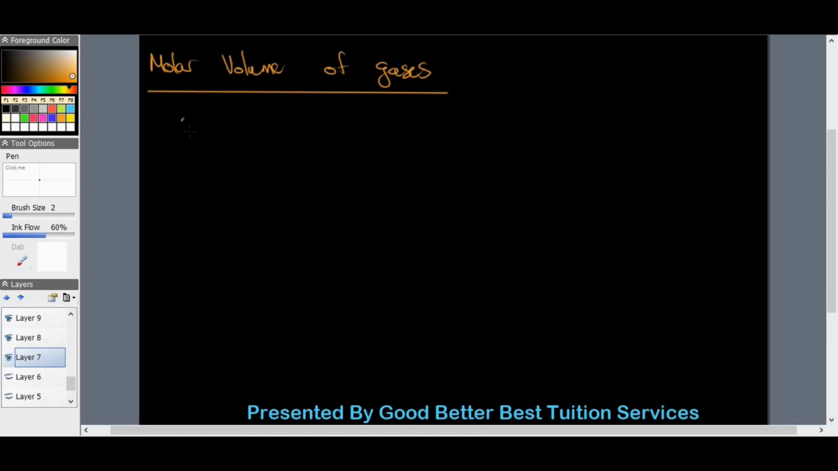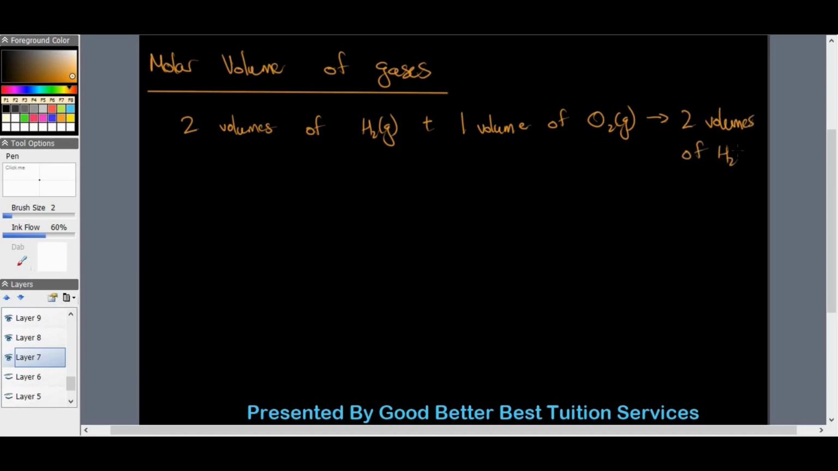So in other words, 2 volumes of H2 gas plus 1 volume, or 1 molar volume, of O2 gas basically gives us 2 volumes of H2O gas. And this obviously is taken from where? We all should remember this. We've got hydrogen plus oxygen. We know we end up with H2O, but it's an unbalanced equation, is it not?